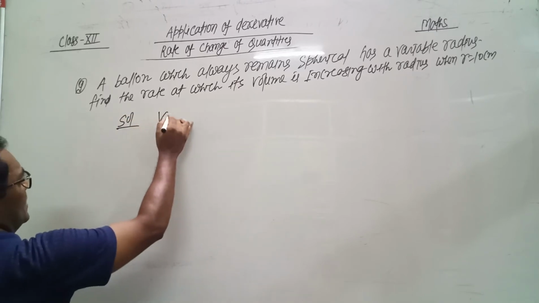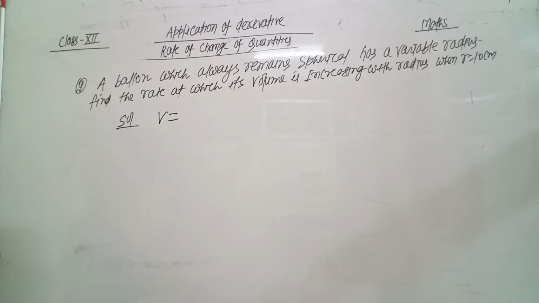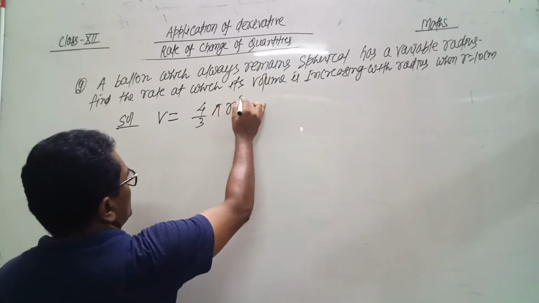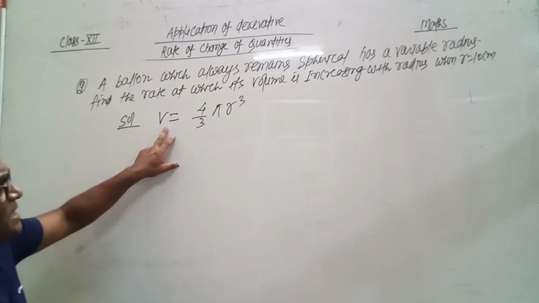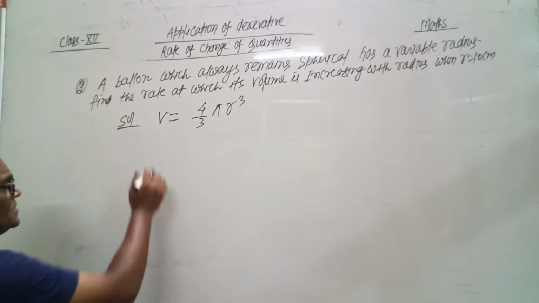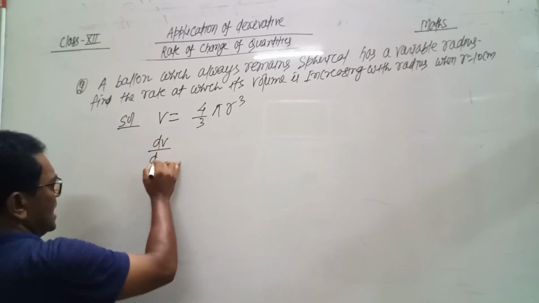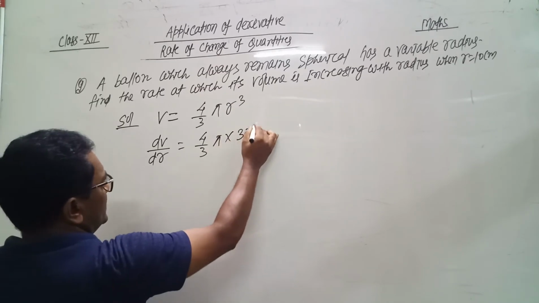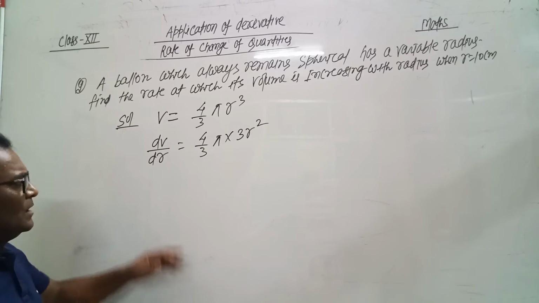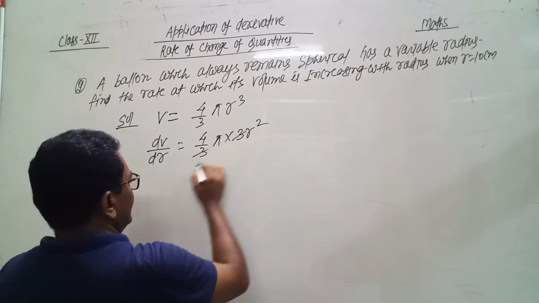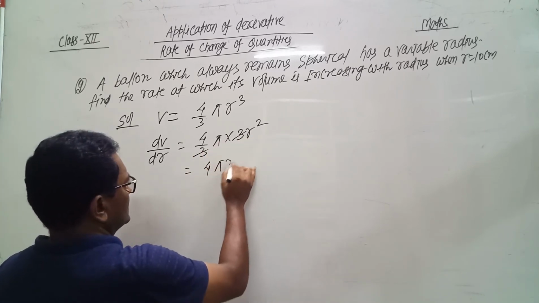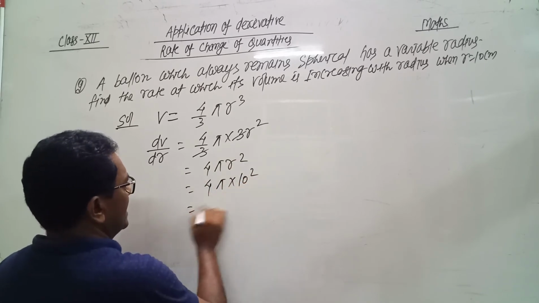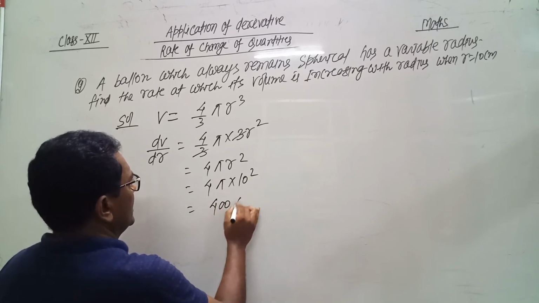So write down the formula for the volume of a sphere, because the balloon is in a spherical shape: 4/3 pi r cube. We have to find the increase in volume with radius, which means we have to differentiate with respect to r. dV by dr equals 4/3 pi, the differentiation of r cube is 3r square. So 3 and 3 cancel, and we get 4 pi r square. Put the value of r, this is 10 square, 100 into 4 pi, 400 pi.